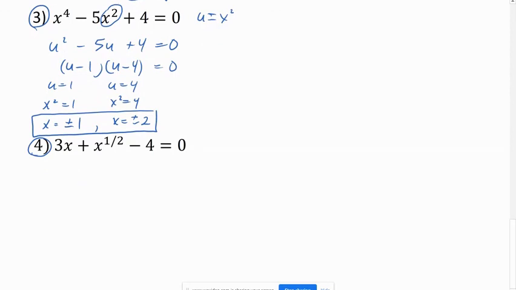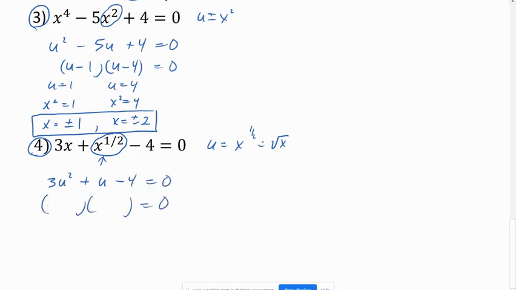For problem number 4, this one looks a little different than the other ones, but realize it does still fit the same form. This squared equals this. So it's always the middle one that we want to choose as u. u is equal to x to the 1/2, which is the same as root x. Same thing. And so this would be 3u squared plus u minus 4 equals 0.